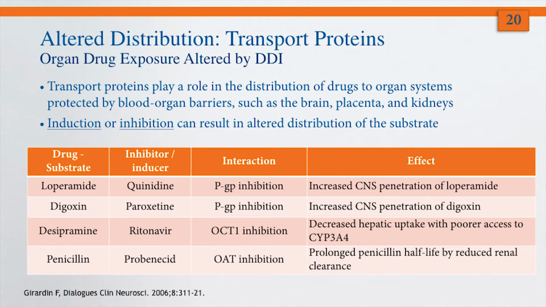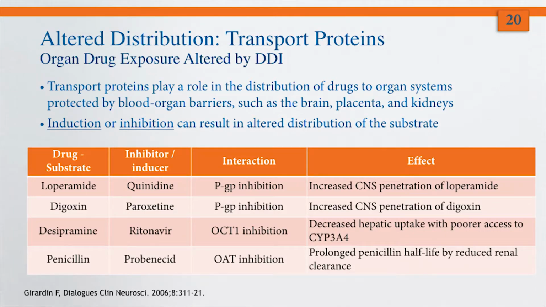For instance, when we give loperamide with quinidine, we can increase CNS penetration of loperamide by inhibiting P-gp in the CNS. And of course, loperamide can have some CNS toxicities when we increase the exposure, such as dizziness and other things. And there are some other examples here, including digoxin penetration to the CNS, disopyramide and its access to hepatocytes, and finally penicillin and probenecid, penicillin excretion in the kidneys.